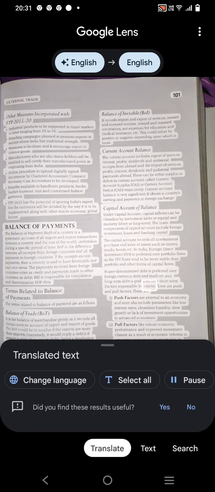Factors responsible for capital flows are push and pull factors. Push factors are external to an economy and inter alia include parameters like low interest rates, abundant liquidity, and slow growth or lack of investment opportunities in advanced economies. Pull factors, like robust economic performance and improved investment climate as a result of economic reforms in emerging economies, are internal to an economy.